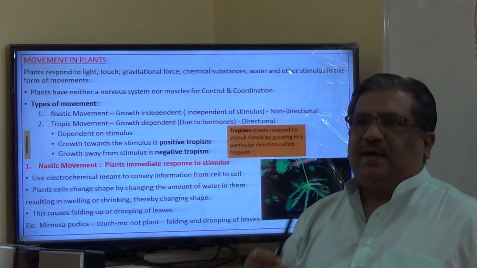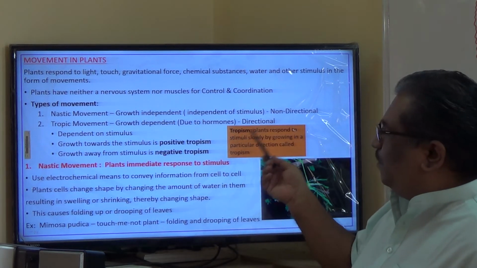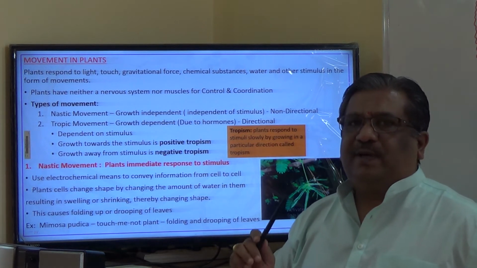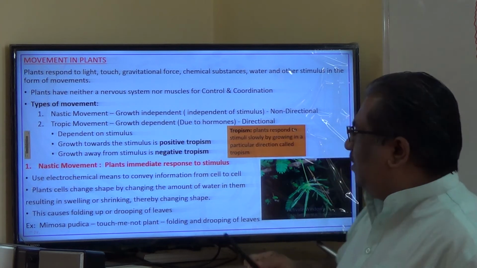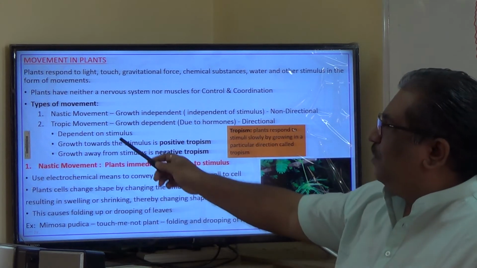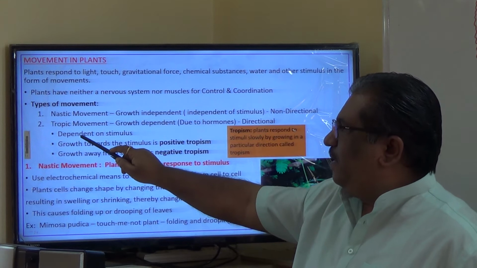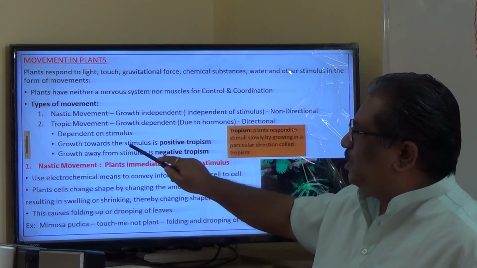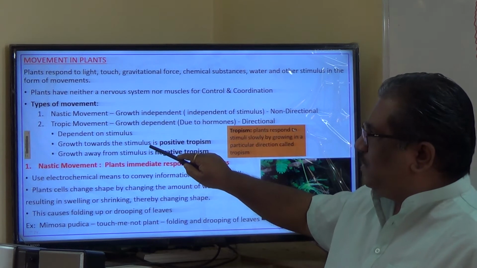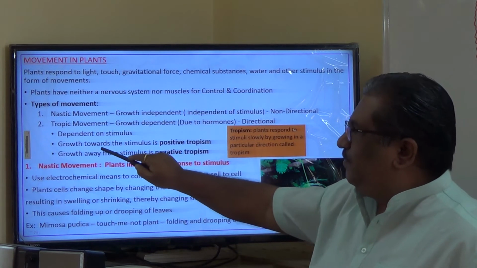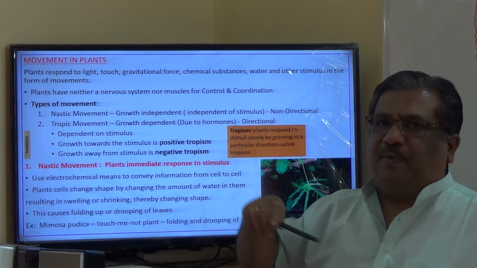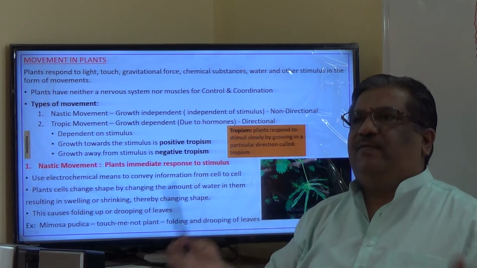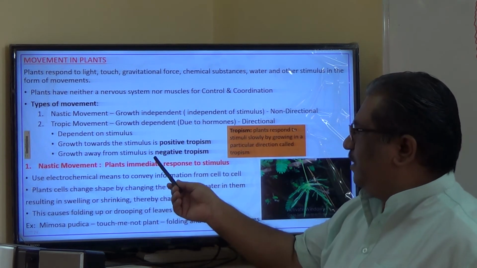Please remember, tropic movements or the tropism shown by the plant refers to the movement of the plants in response to the stimulus. That is what it is. Okay. So tropic movements are dependent on the stimulus. Growth is either towards the stimulus or away from the stimulus. If the growth is towards the stimulus, it is called positive tropism. If the growth is away from the stimulus, then it is called negative tropism.